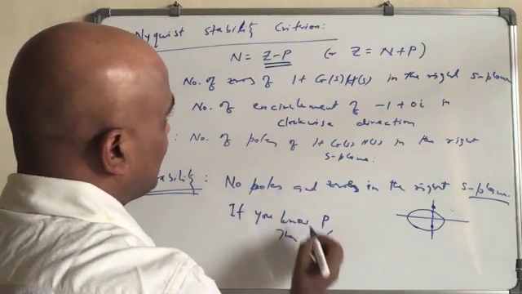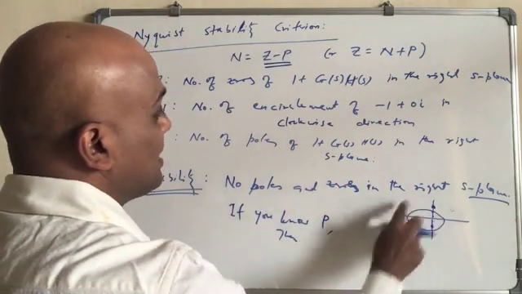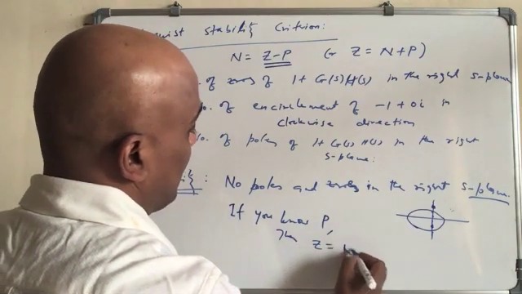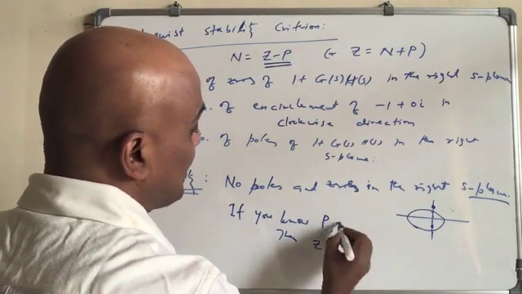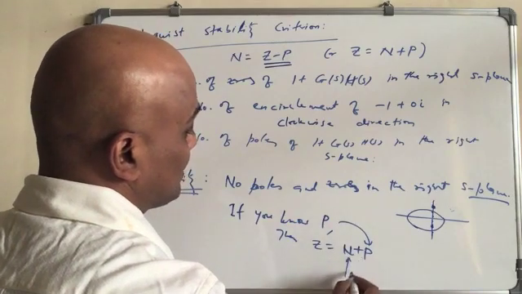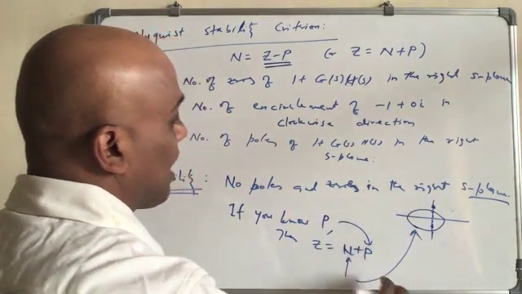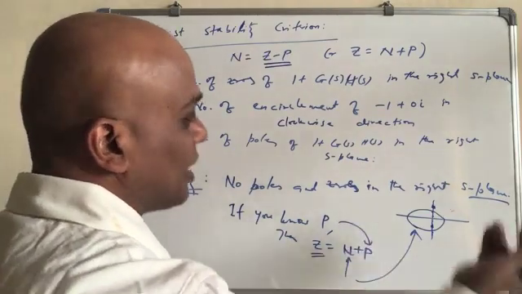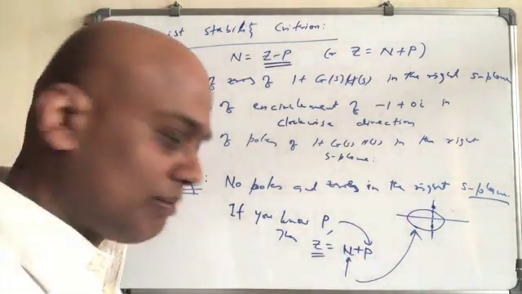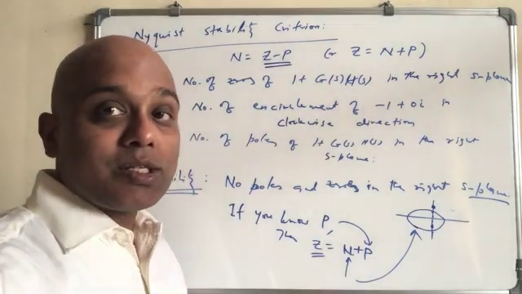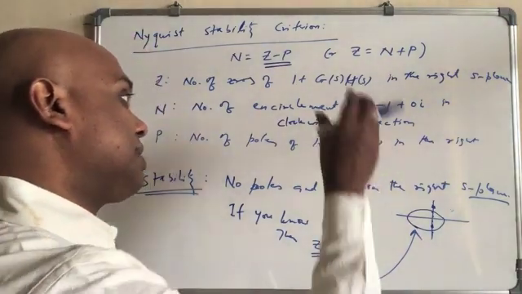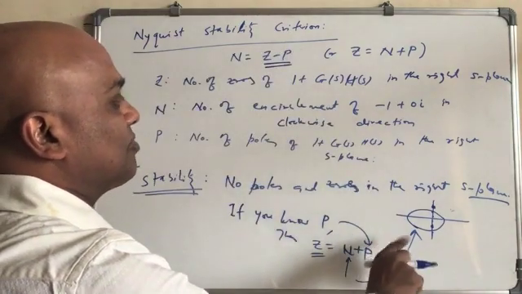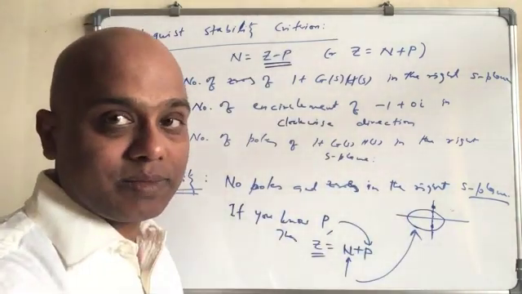Then if you know P and you can see N from the diagram, you can say Z equal to N plus P. You add them, and you can find out how many zeros will be on the right side of the S plane. So it's important that you have to know one of them. Then only you will be able to predict for sure how many are there.